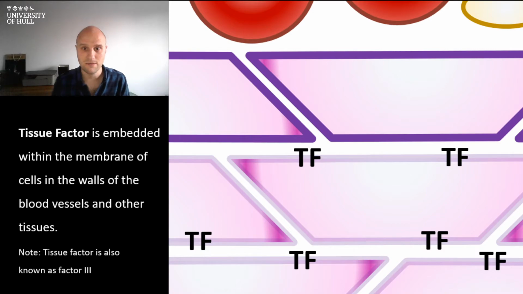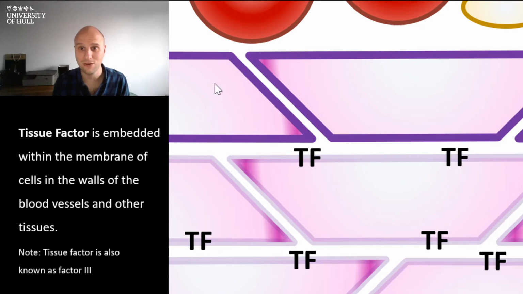The other really significant thing to talk about is something called tissue factor. Now, this is a clotting factor that resides within the membrane of the cells, within the walls of the blood vessel and sort of other tissues. So on our diagram at the top here, we've still got the lumen of the blood vessel through which we've got red cells and platelets and things flowing.